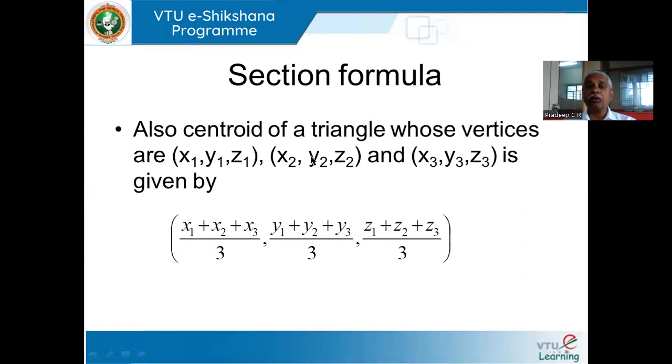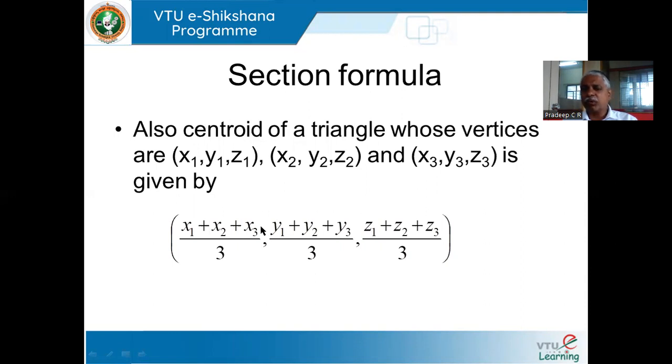Also, the centroid of a triangle whose vertices are x1, y1, z1, x2, y2, z2, and x3, y3, z3 is given by x1 plus x2 plus x3 by 3, y1 plus y2 plus y3 by 3, z1 plus z2 plus z3 by 3. This is a standard result. I won't tell you more details about it. You must have done it in your high school geometry.